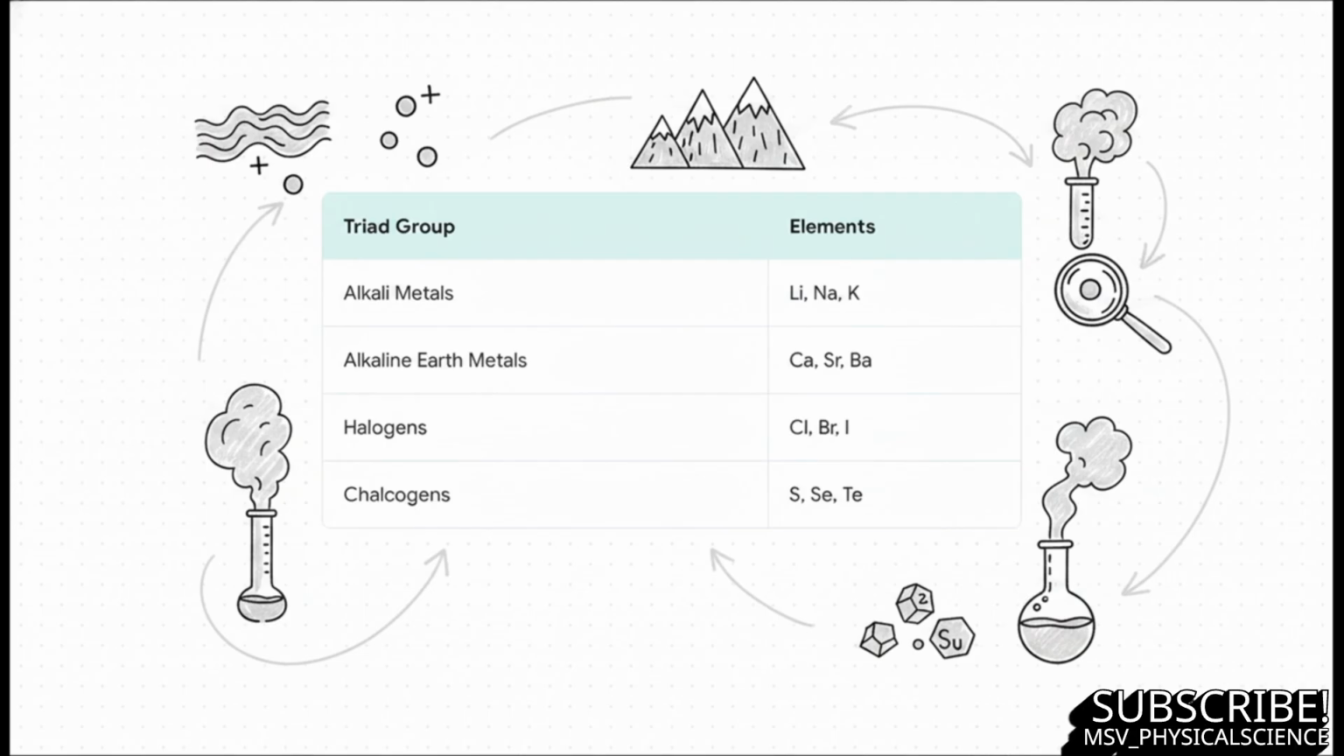But before we look at that grand legacy, I want to leave you with this quick study guide. As chemistry students, you are definitely going to need to have these locked into your memory. We've got our alkali metals: lithium, sodium, potassium; the alkaline earth metals: calcium, strontium, barium; our halogens: chlorine, bromine, iodine; and the chalcogens: sulfur, selenium, tellurium. Go ahead and take a mental snapshot of this for your revision later.